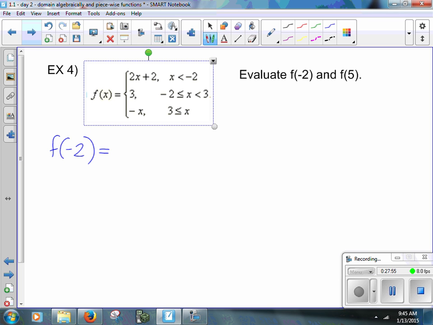Are we going to literally plug it in? Why? Because it says 3. There's nothing to plug into, is there? So it's just plain old 3. How about f of 5? Where are you going to plug that one? But it says 3 is less than or equal to x. Or would it? What does that mean? 3 is less than or equal to x. I don't like the way that looks. Do y'all?